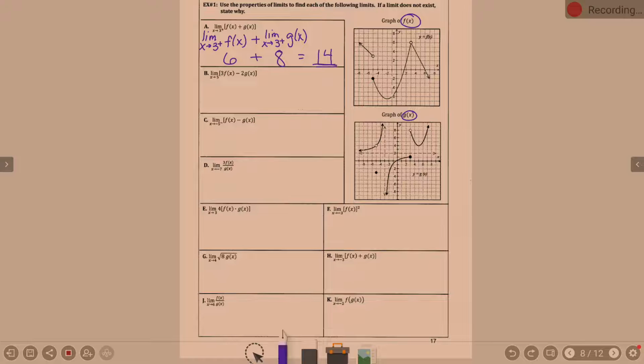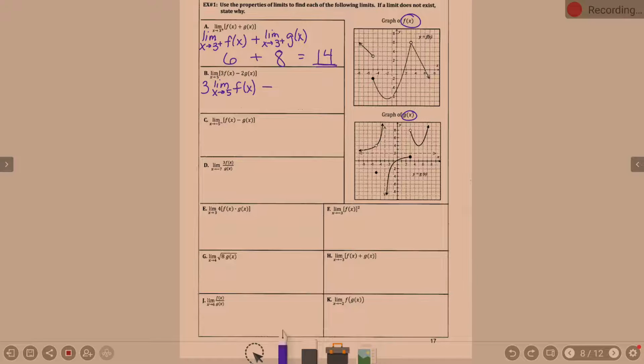Okay, so B. What do we see here? First thing that stands out is there is subtraction, right? So I have two functions being subtracted, so I can split that into two limits, yes? But then what's also within each of those? Yeah, there's a coefficient or a constant being multiplied. So we can pull that 3 out in front of its limit and the 2 out in front of its limit. So when I write this, I'm going to go ahead and write this as 3 times the limit as x approaches 5 of f of x.